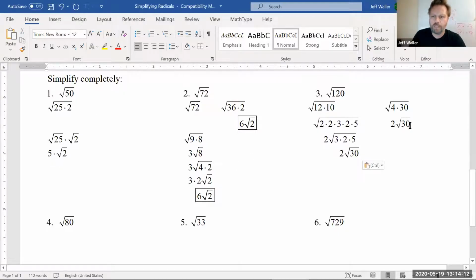Now, how do I know I'm done here? Because does 30 have 2 of anything left? No, it's got 1 3, 1 2, and 1 5. There's no squares that go into 30, so I know I'm done.